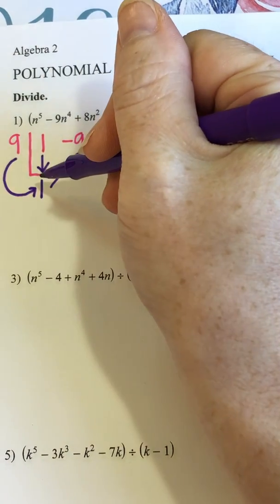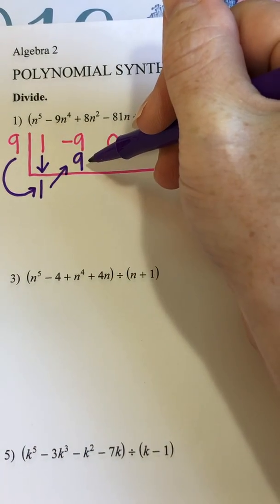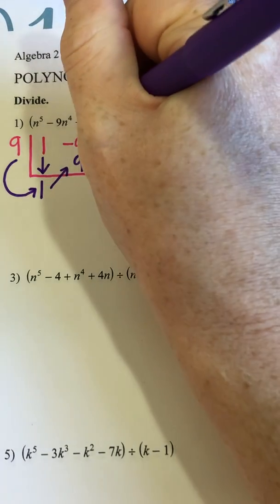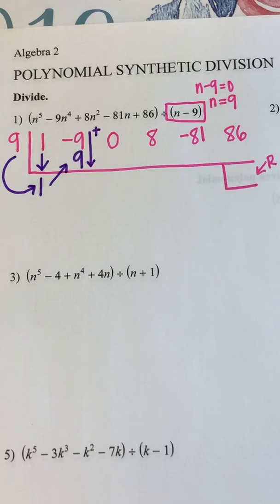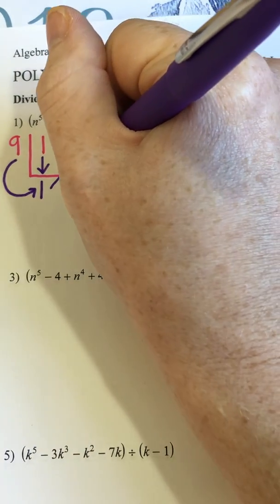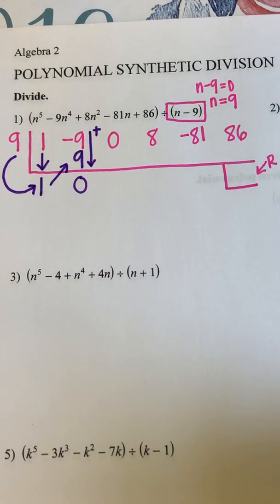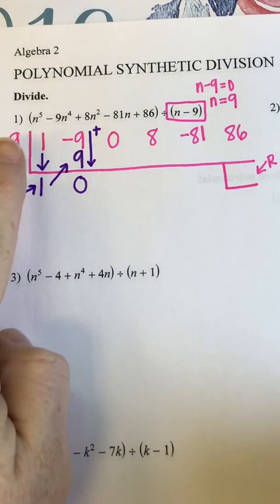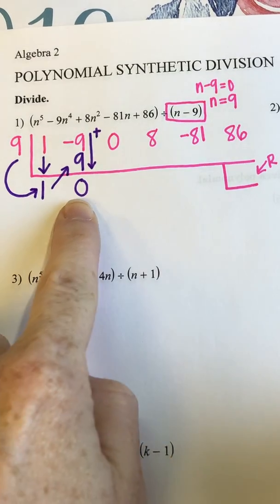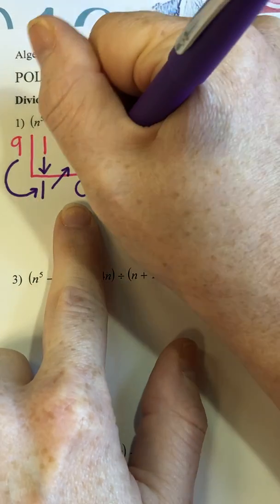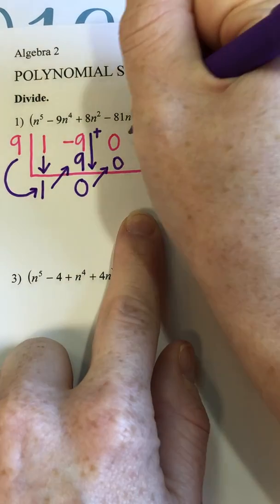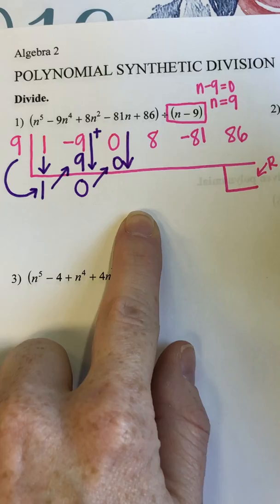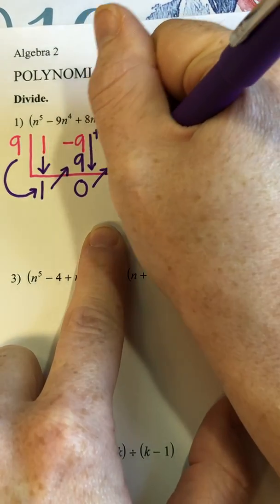So outside we multiply. We write our product in the next place. And vertically, we are going to add these numbers. What is -9 plus 9? 0. Okay, and then I'm going to multiply again. What is 9 times 0? 0. So that is going to be written in the next place. And then I add again. What do 0 and 0 give me? 0.